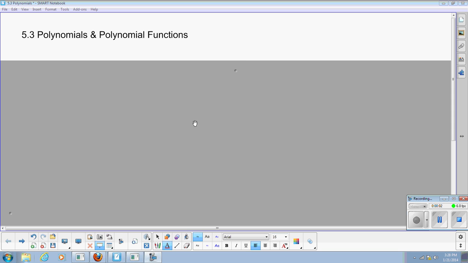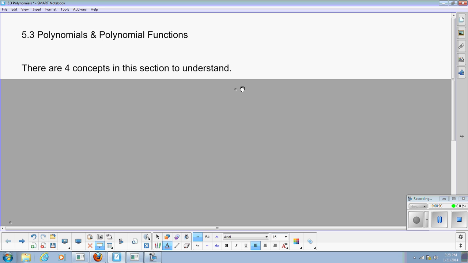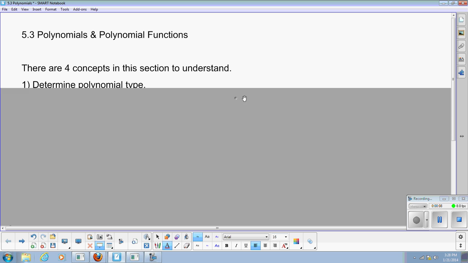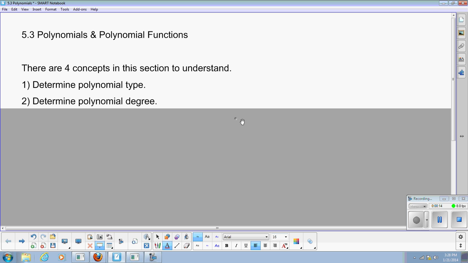Lesson 5.3, Polynomials and Polynomial Functions. We have four concepts in this section that you need to be able to understand. The first is, can you determine what type of polynomial you're working with? To be able to determine a polynomial degree.